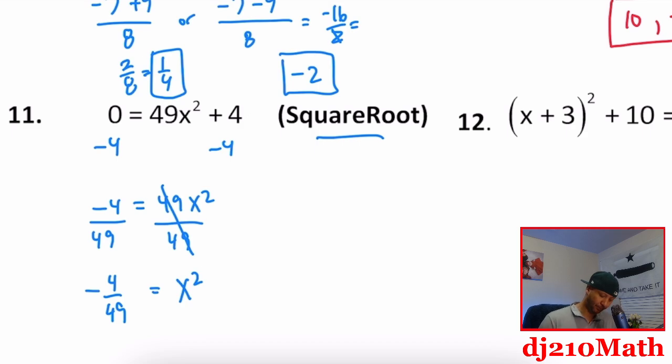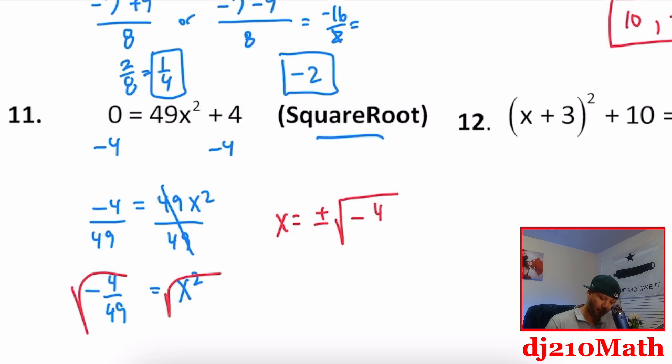Okay. Square root. X is going to equal, so first off, it's plus or minus the square root of negative 4 over 49. The negative is going to come out as i, right? Anytime there's a negative under the square root, it immediately comes out. And then you just handle it. It's 49. You handle the square root as usual, as normal.